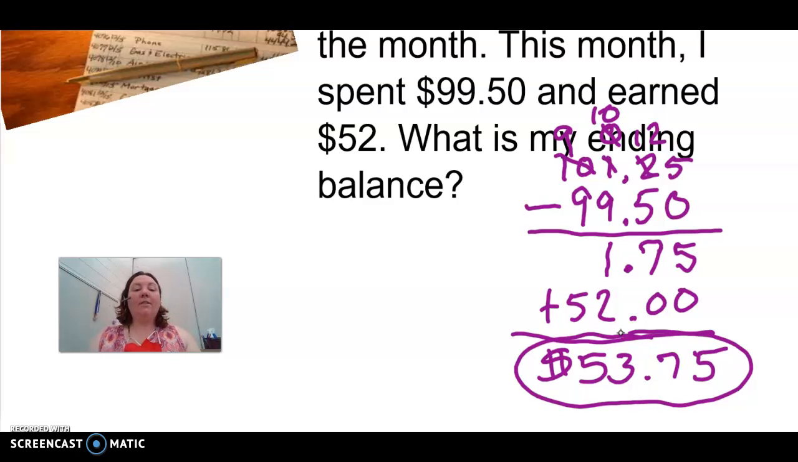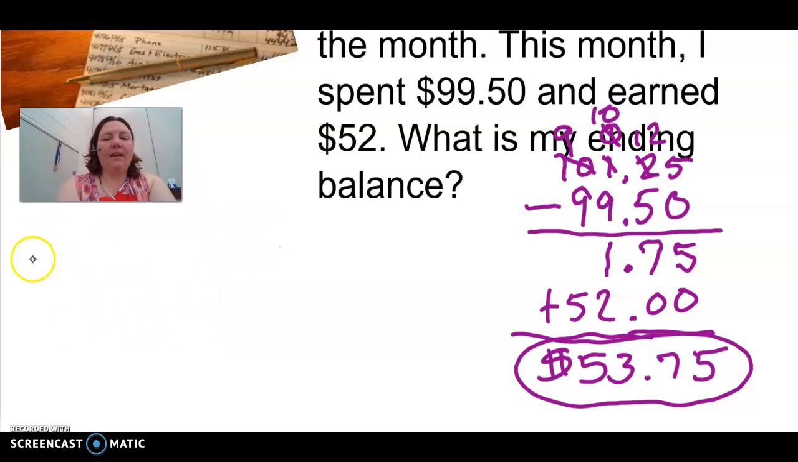Now, some of you might be thinking, why didn't you do the $99.50 and then minus the $52 first? We absolutely could have done that. With most of these problems, there's more than one way to solve, and that's okay. If you solve it a different way, that is all right, because we also could have said this.